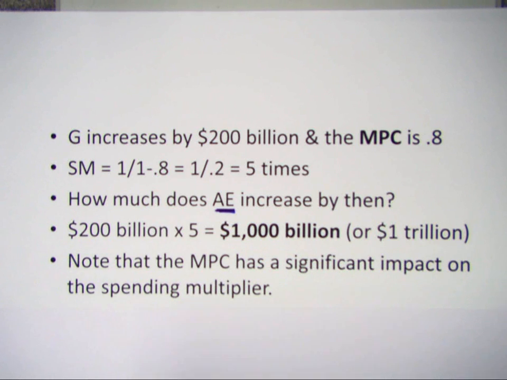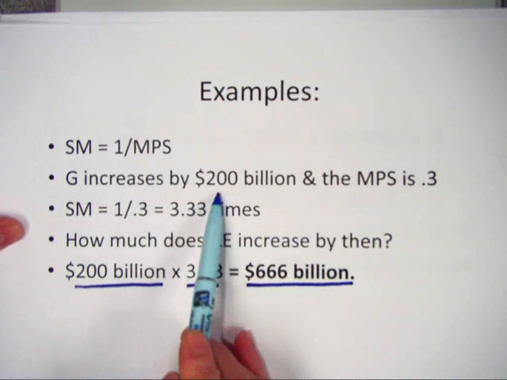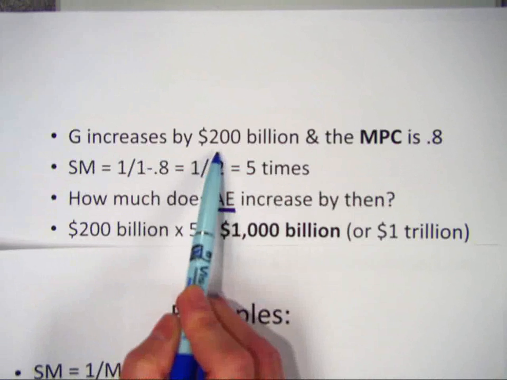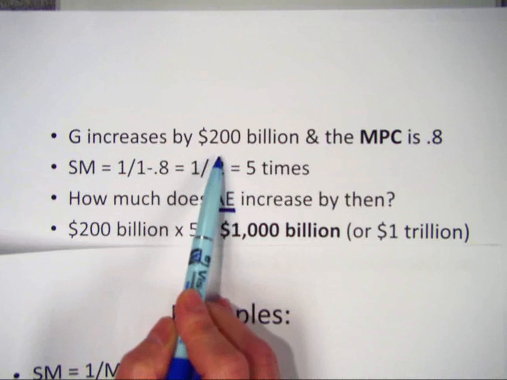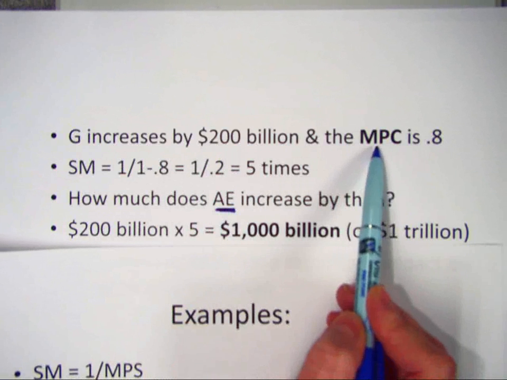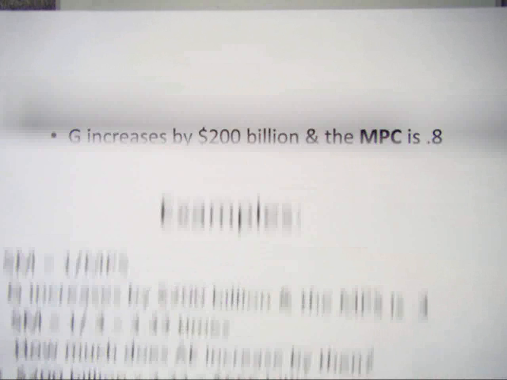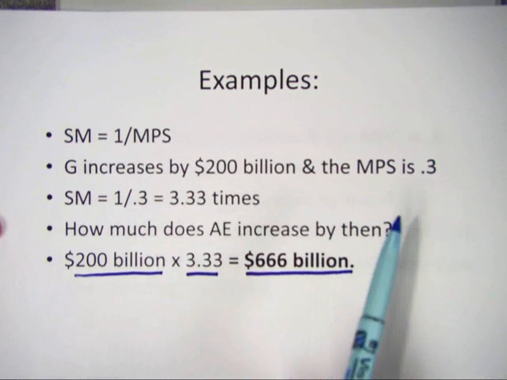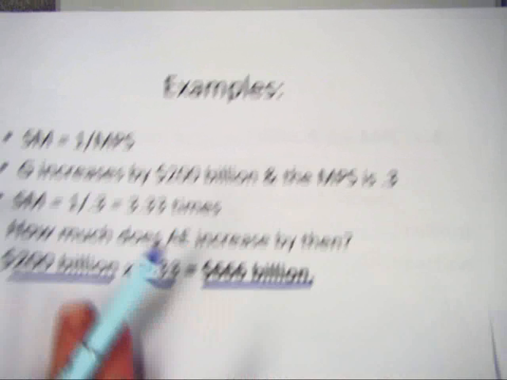Note that the MPC had a significant impact on the spending multiplier. In the previous case, government spending increased by $200 billion. Well, that's exactly what it increased by in this scenario, but what changed was the multiplier. Here, the MPC was 0.8. The MPC on our previous one was different. The MPC was 0.7 because the MPS was 0.3.